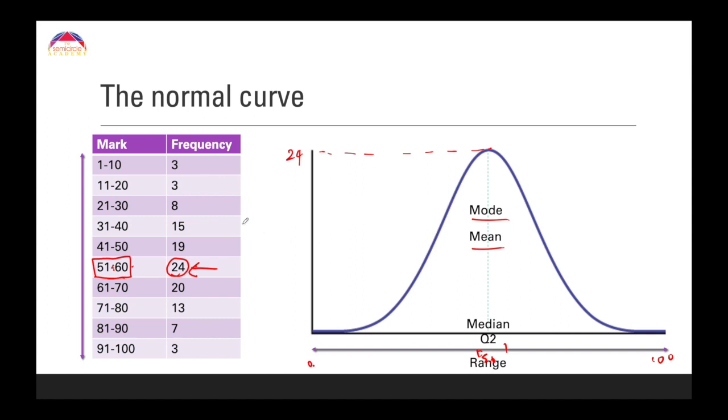In order to work out the mean, I would have to go and write out the individual marks of all of these 100 students, right? And then I would have to add up all of these marks and divide it by 100 students, and that would have given me the mean. And what we see in a normal curve is that the mean, the median, and the mode all lie on this middle line, right?